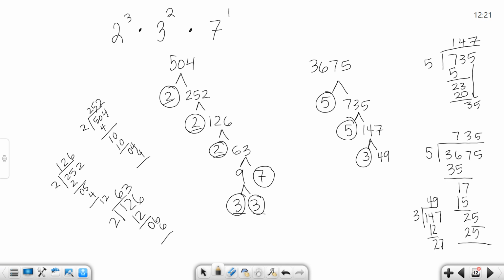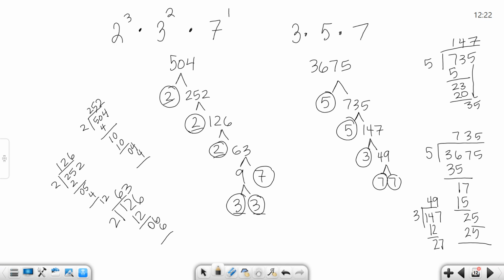I'm going fast with the division because I don't want to make you watch videos for a long time. So if you want to do the calculations with me, just pause it if you need to. 49 is made up of 7 times 7. Okay, and so that would be the prime factorization of 3,675.